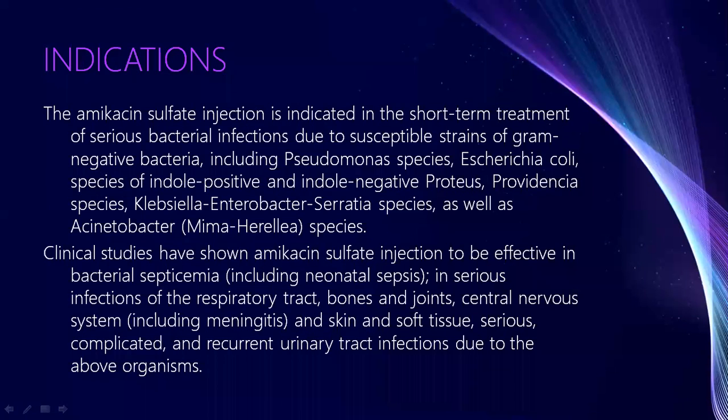Amikacin is indicated in treatment of serious bacterial infections, including Pseudomonas species, E. coli, species of indole positive and indole negative Proteus, etc. Amikacin sulfate injection is effective in septicemia, in serious infections of the respiratory tract, bones and joints, central nervous system, and urinary tract infections.